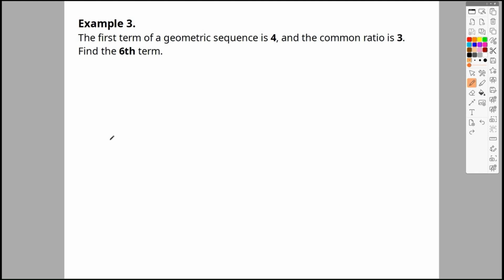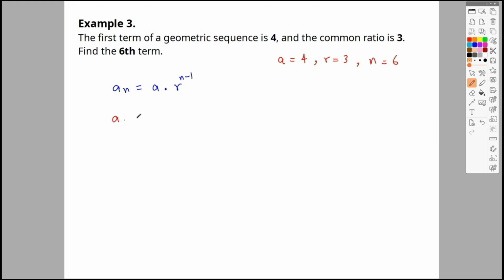Example 3: the first term of a geometric sequence is 4 and the common ratio is 3. Find the sixth term. So let's write the formula. a_n equals a times r to the power n minus 1. The first term is 4, so a equals 4. The common ratio r is 3, so r equals 3. And we need to find the sixth term, that means n is 6.